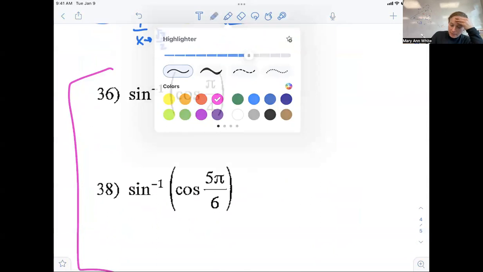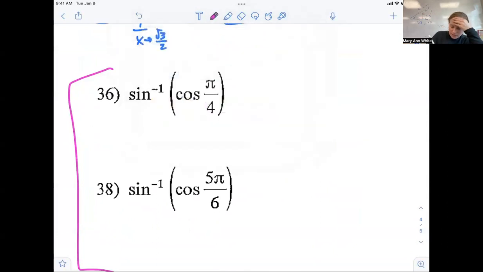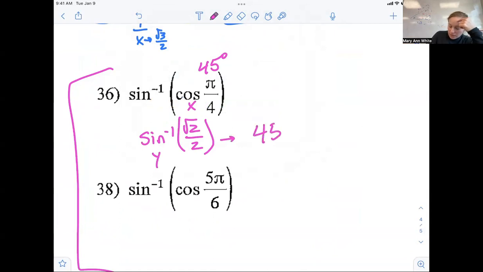All right, cosine of pi over 4, I'll just finish these last ones in pink just because I'm not consistent, is a 45 degree. My x at 45 we know is root 2 over 2. And so when I do inverse sine of root 2 over 2, I'm asking myself what angle has a y of root 2 over 2? Well, that's funny. That's the exact same angle. It's 45 or pi over 4.